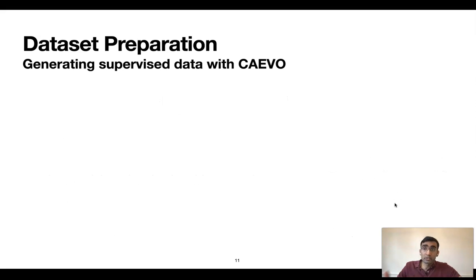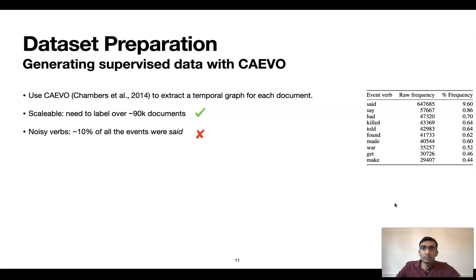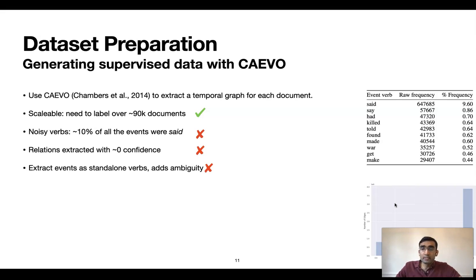Once we have these raw documents, we use Kaibo to get some sort of a weak supervision. The good thing is it was easy to scale with Kaibo. It was pretty lightweight, which is required because we have to label about 100,000 documents. The problem is that a lot of the verbs extracted by Kaibo were noisy. So about 10% of all the events were said. A substantial amount of relations were extracted with very low confidence. And then the events are extracted as standalone verbs.